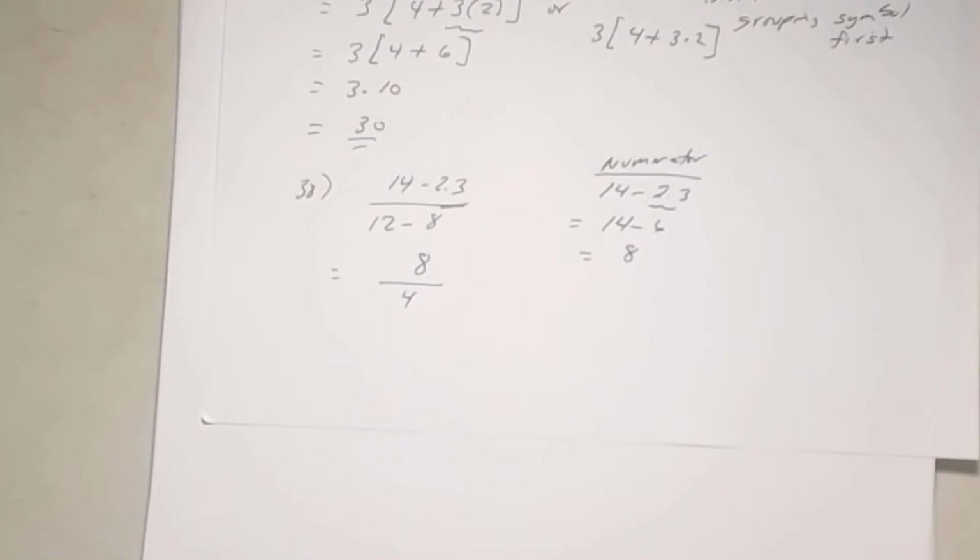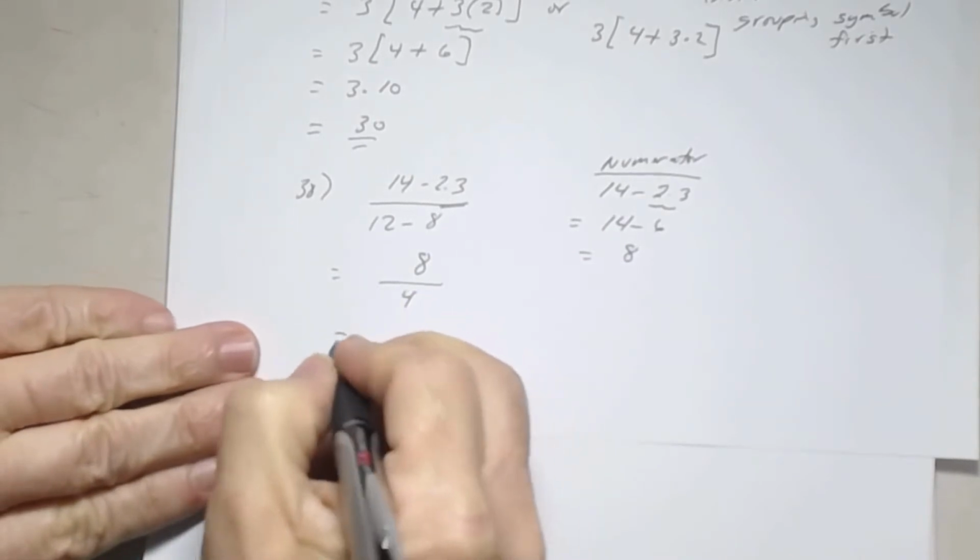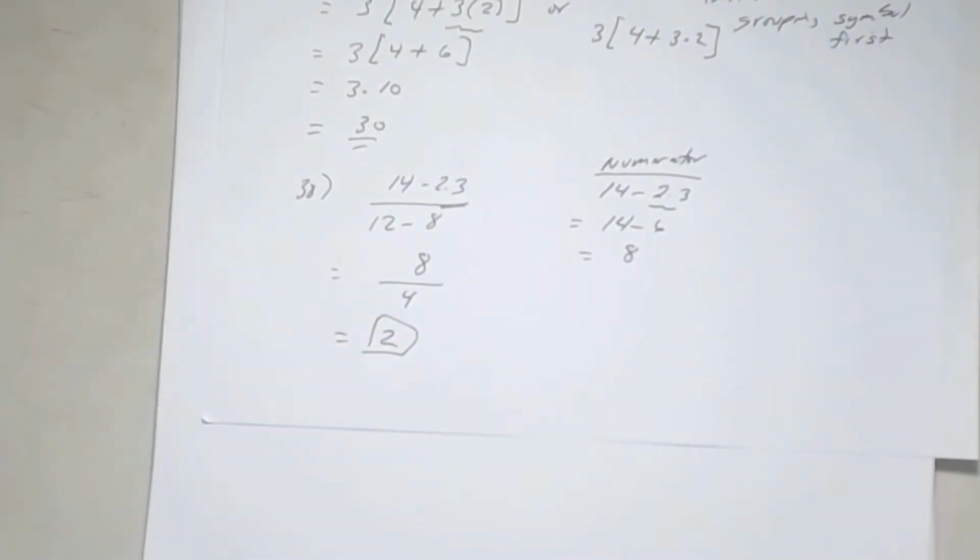But don't leave the answer like this. You've got to know that 8 divided by 4 is 2, simplified. So the answer is 2. That's how you would do divisions like that.